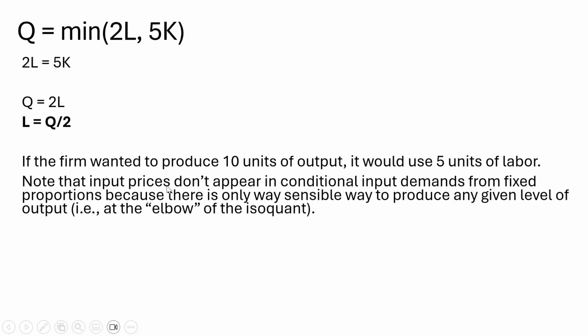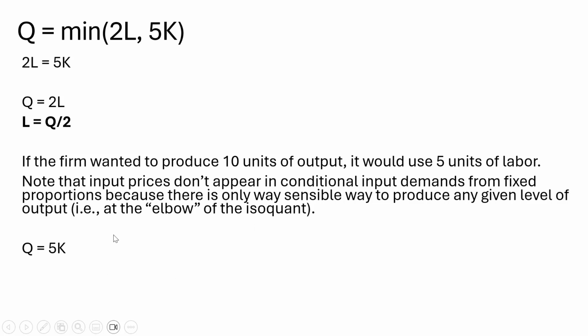Note that the input prices don't appear in conditional input demands from the fixed proportions production function because there's only one sensible way to produce any given level of output, which is going to be independent of prices. That is, imagine an isoquant from a fixed proportions production function. The firm will always be producing at the kink or the elbow of that isoquant.